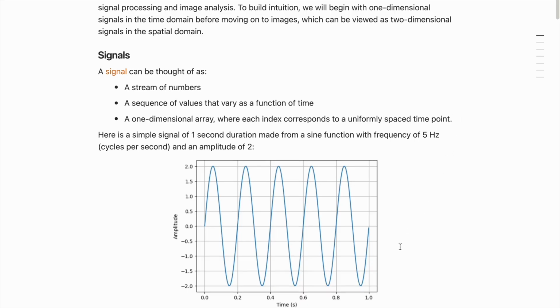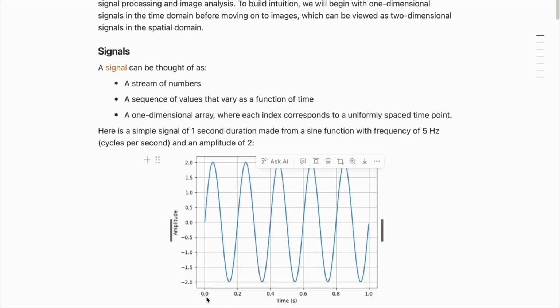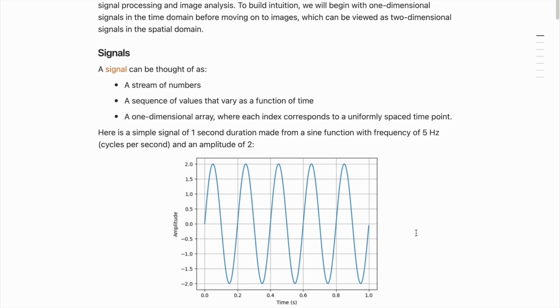So here's a signal I created. It has a duration of 1 second. It is a sine function that has a frequency of 5 hertz. That's 1, 2, 3, 4, 5 bumps per second. And it has an amplitude of 2. From here to here, it's 2.